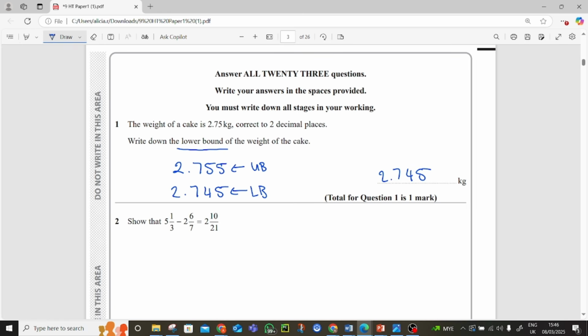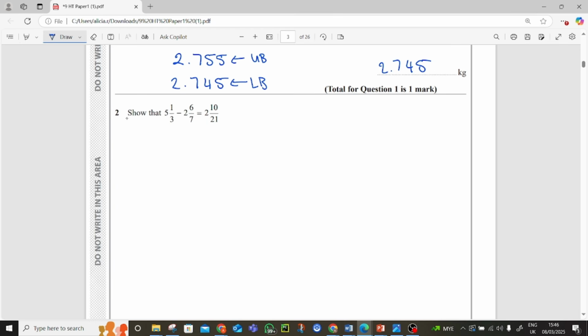Right, on to the next question. So this is a show that question, which means that we do not just want to use our calculator, we need to show step by step how we would solve this. So first of all, I need to take them from mixed numbers to improper fractions. So I'm going to do 5 times 3, which is 15, plus the 1 is 16 over 3, minus, and then 2 times 7 is 14, plus 6 is 20 over 7.